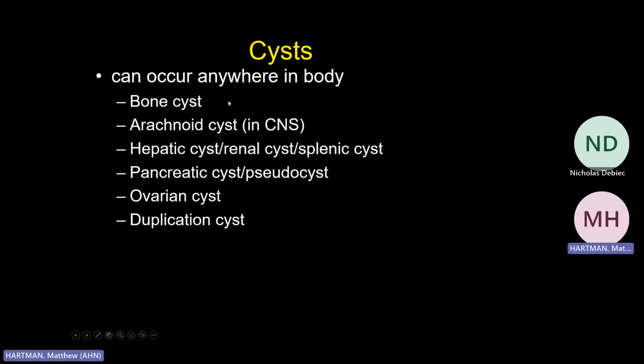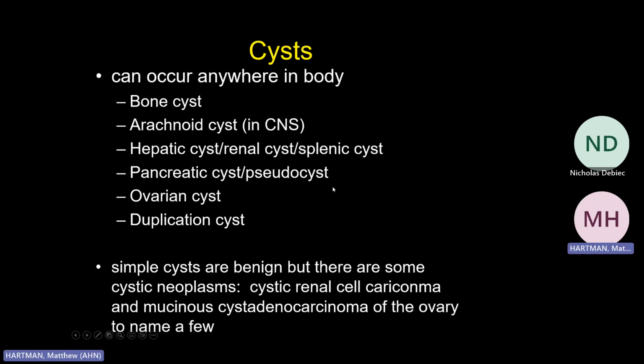So let's talk about cysts. They can occur anywhere in the body. And we will focus on renal cysts. So realize simple cysts are benign, but there are some cystic neoplasms, cystic renal cell carcinoma, and mucinous cyst adenomas of the ovary, just to name a couple.